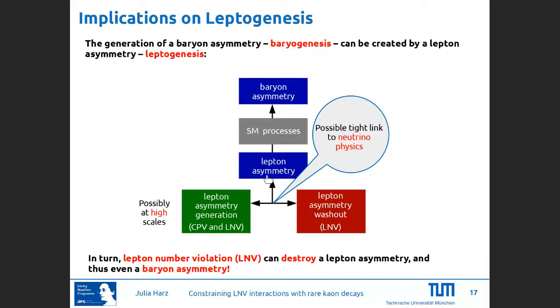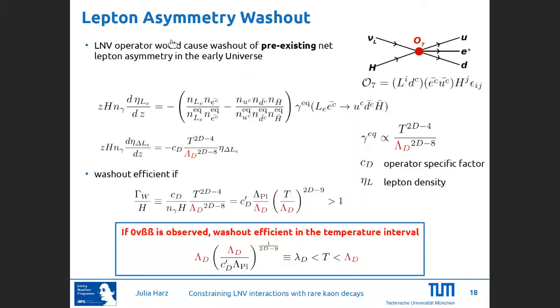Or in a more pictographic way, this is what I just said. We have a lepton asymmetry that we want to create via standard model processes, which can, via the sphalerons, be translated into a baryon asymmetry. And what I usually have is a competition between the lepton asymmetry generation and the lepton asymmetry washout. So now we assume we see, for example, neutrinoless double beta decay or any other lepton number violating process. What would then be the implications on the lepton asymmetry washout? What we did here is calculate the lepton asymmetry washout under the assumption that we have a pre-existing asymmetry in our universe. So this does not include additional CP violation.